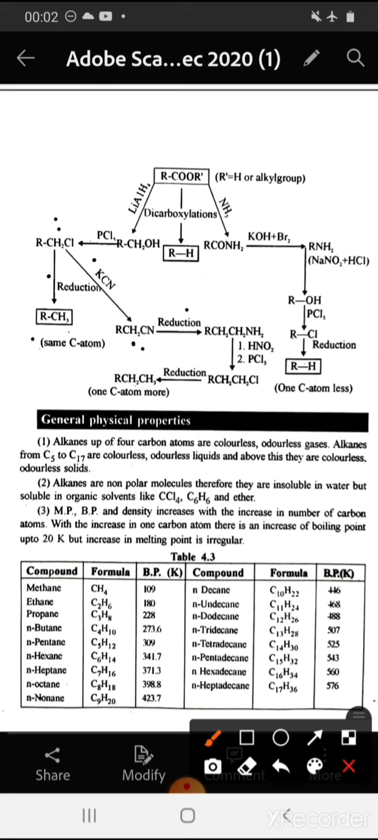This RCH2CN on reduction yields alkylamine, and this alkylamine on reaction with HNO2 and PCl5 gives alkyl halides, which on further reduction gives alkane having one carbon atom more.